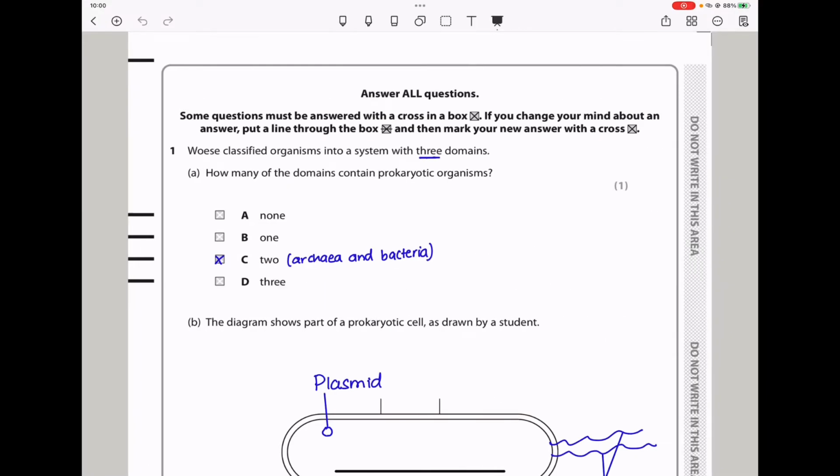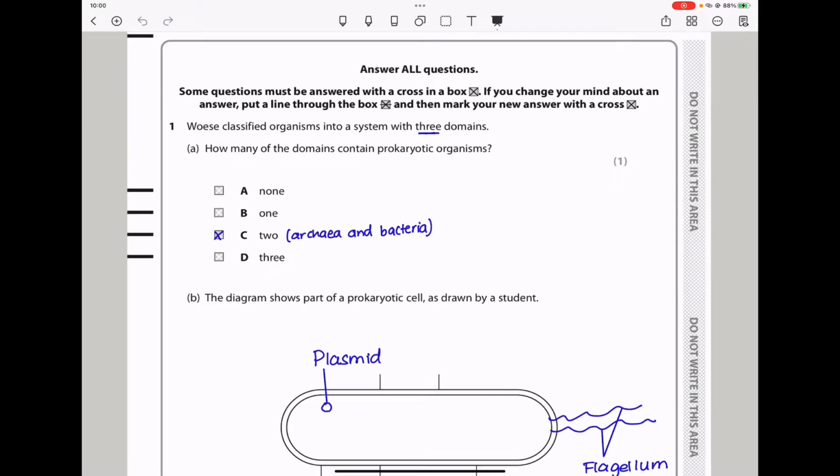Question 1 said, Woese classified organisms into a system with 3 domains. How many of these domains contain prokaryotic organisms? These are 2. We have the archaea as well as the bacteria.